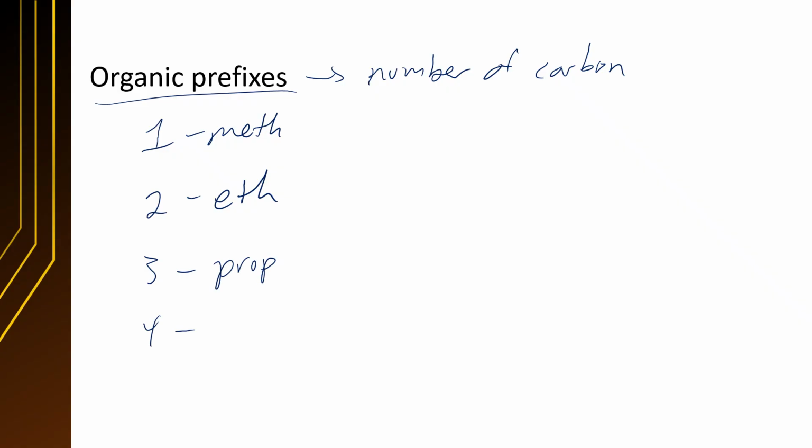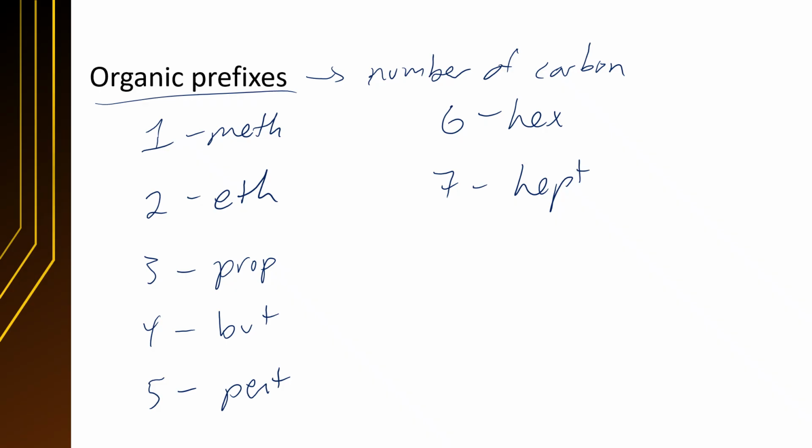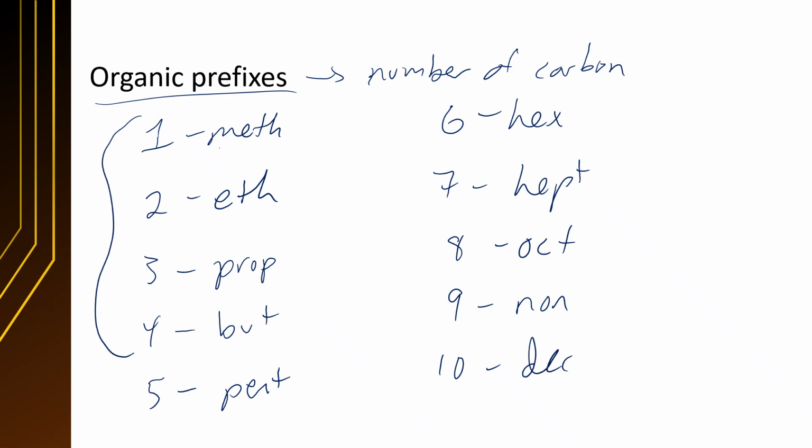4, the prefix for 4 carbons would be but. Don't say but. It's like but, like butane. The prefix for 5 is pent. The prefix for 6 is hex. 7 is hept. 8 is oct. 9 is non. 10 is dec. So really the only ones that are different are these first 4. Things like methane, ethane, propane, butane. Those ones are different, but the other ones should be your standard for 5, 6, 7, 8, 9, 10. Alrighty. This is based off of the number of carbon atoms.